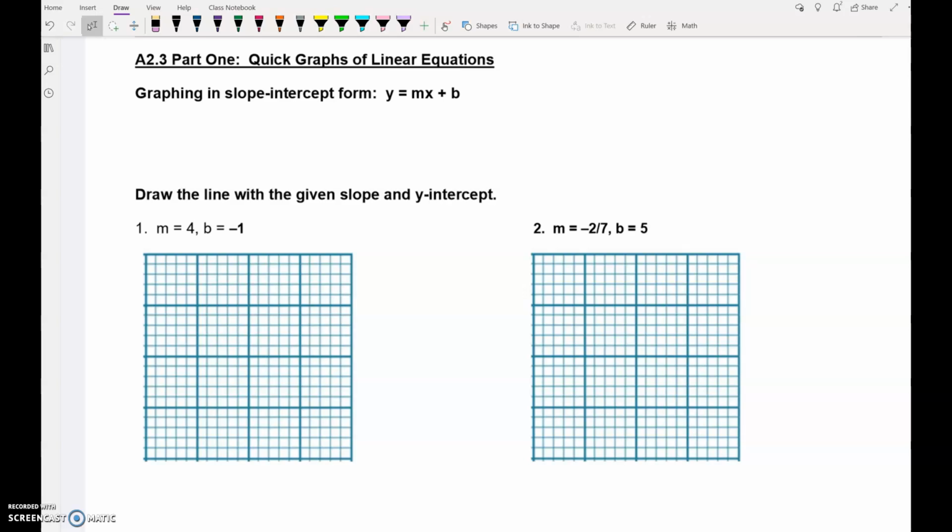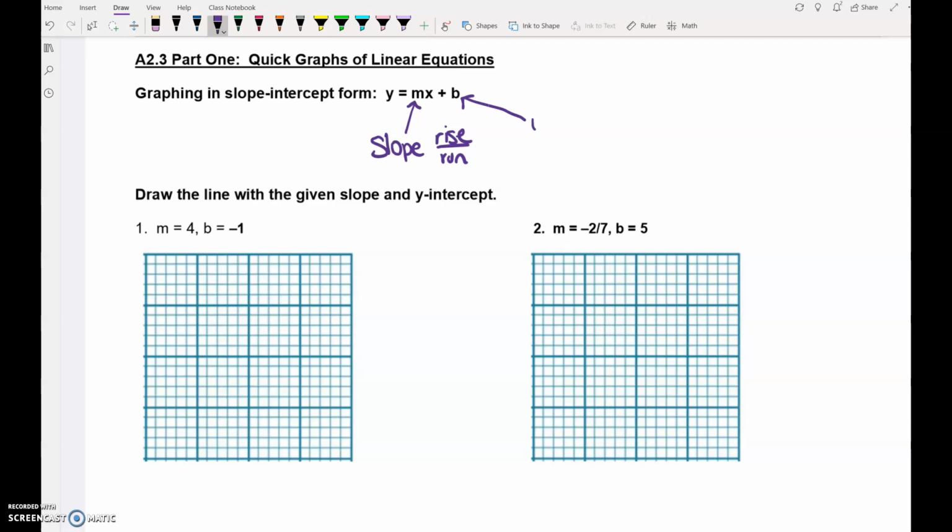Today we're going to review slope-intercept form and how to graph linear equations. The main thing with slope-intercept form that I want to remind you, what does m represent in y equals mx plus b? The slope. And slope is always rise over run. So you move up and down first and then left or right to find more points on your line.